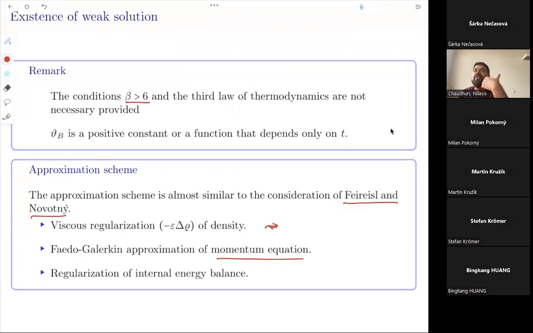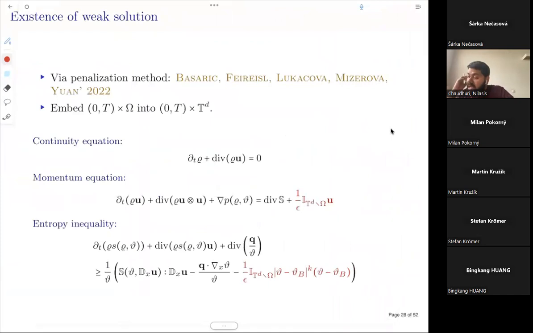You need to use, either for the temperature, some sort of strong convergence, and then you eventually get the strong convergence of density, and then pass to the limit and all these things. But I must say that the next result is a result by Denisa Basaric, Eduard Feireisl, Maria Lukacova, Hana Mizerova, and Bangwei She. And they give a very, I would say, nice proof based on this penalization method.